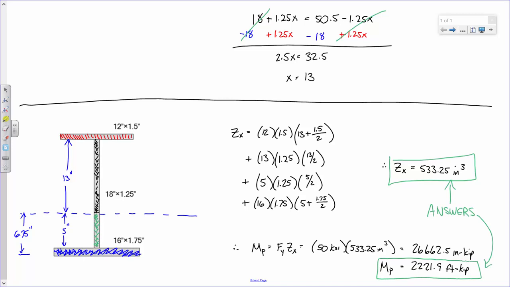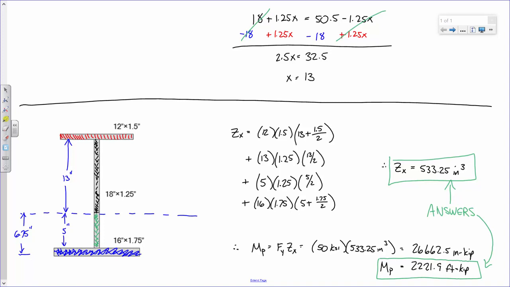All right, so we went up here. We said 6.75 inches. That was the PNA. And then we got that ZX was 533.25. Is everybody okay with that?